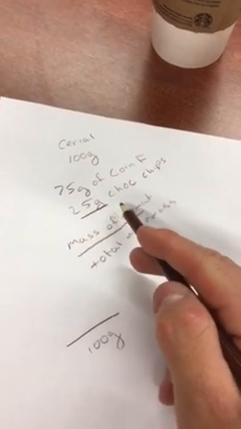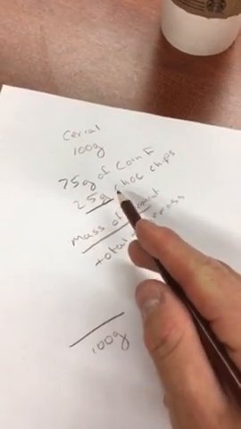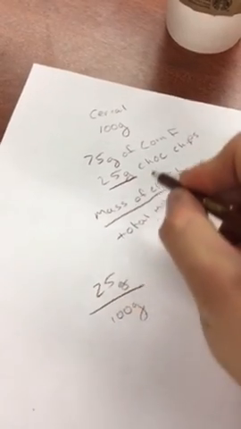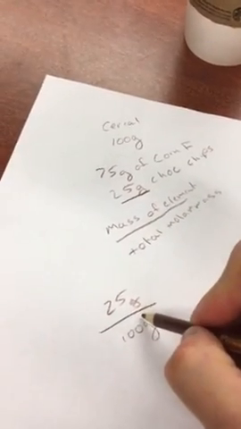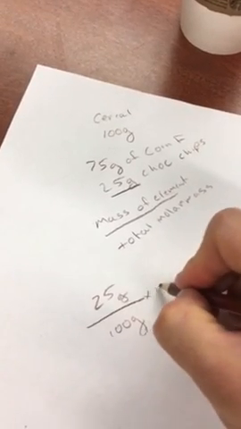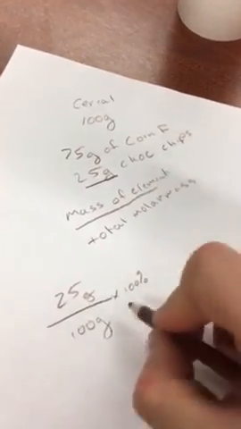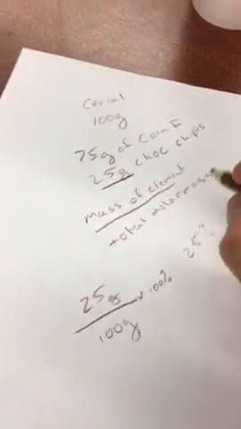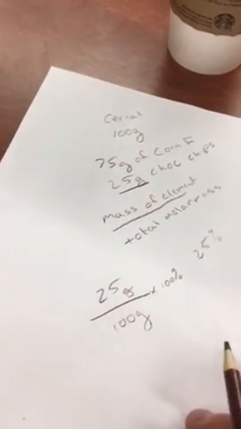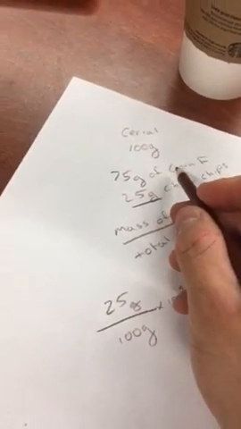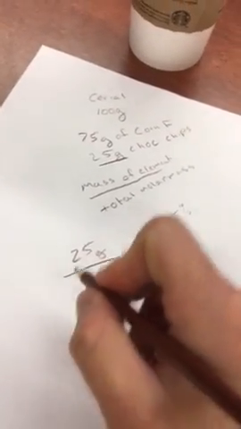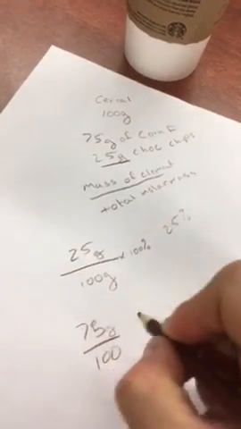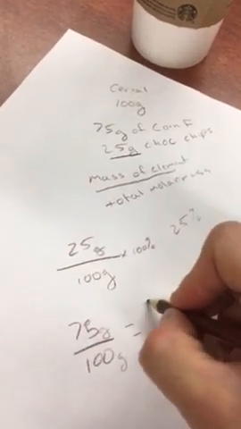So if you want to figure out the total mass percent of chocolate chips, you would do 25 grams, because that's the total mass of chocolate chips, over 100 grams. And then you would multiply it by 100. Doing this, you would end up getting 25%. So chocolate chips have a 25% by mass composition. Likewise, if it was asking you what's the percent composition of cornflakes, you do the exact same thing. I have 75 grams over 100, and it would be 75%.